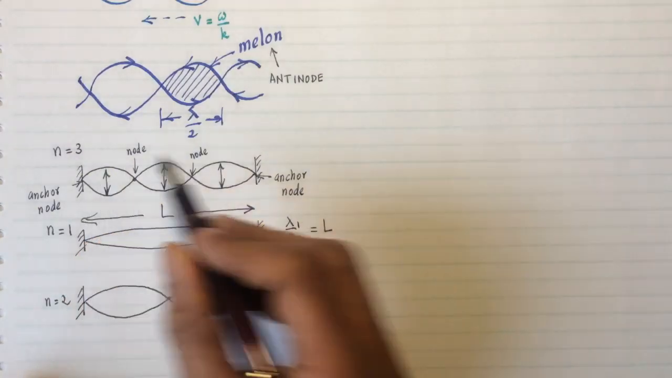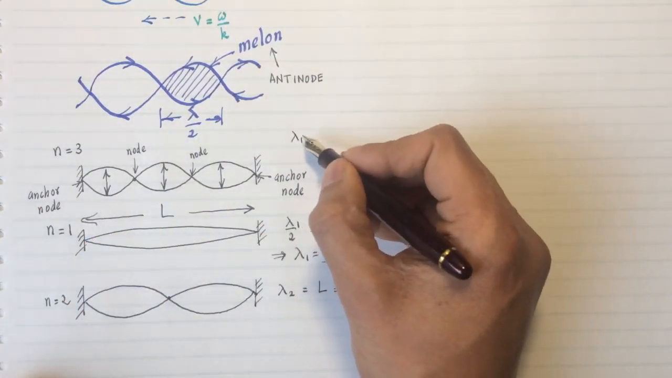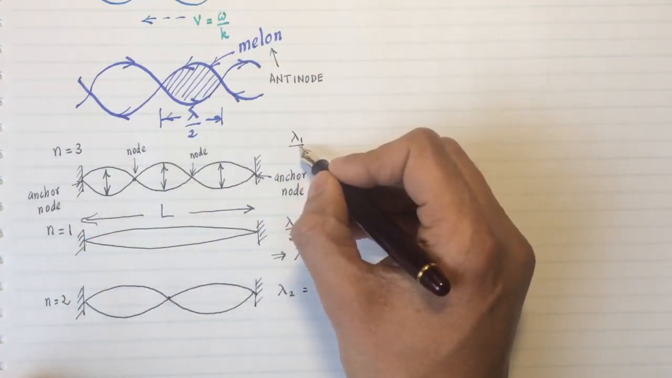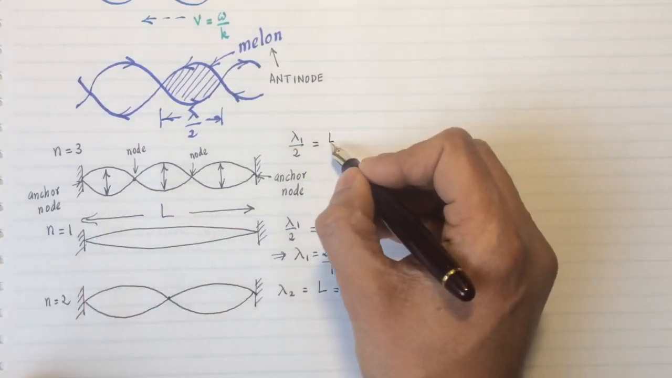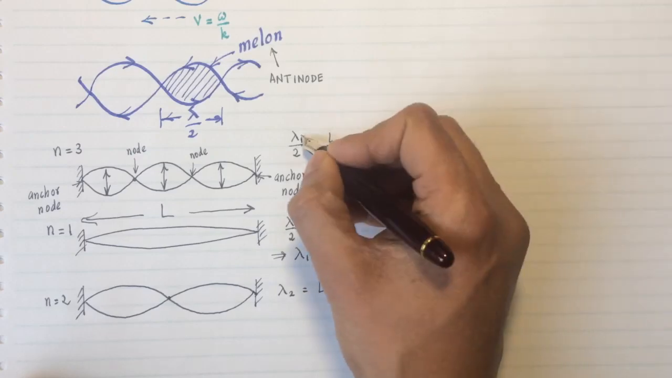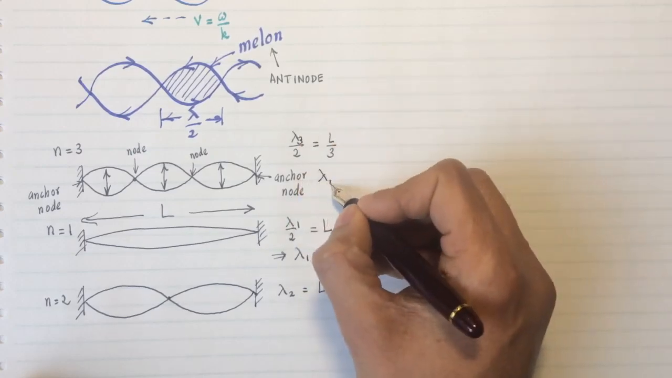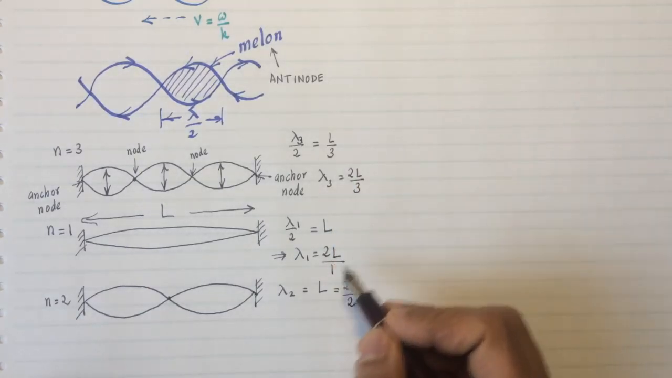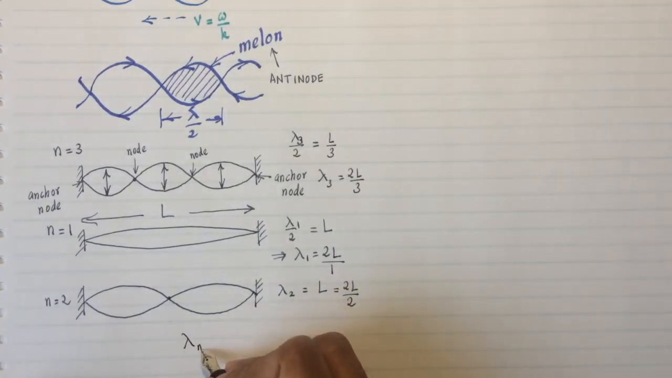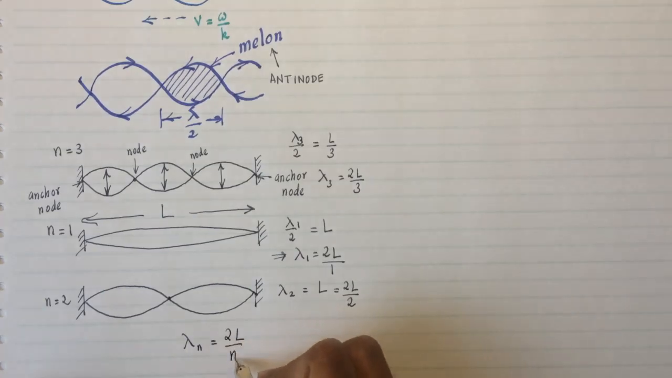Let's go back to n equals 3, which is up here. There I'm going to have half a wavelength, lambda 1 over 2, equal to 1/3 L, which means lambda 3 would be 2L over 3. You're seeing the pattern here. Lambda n is going to be 2L over n.